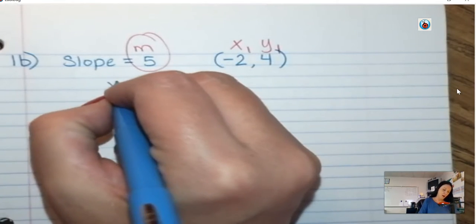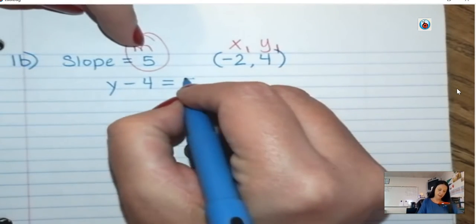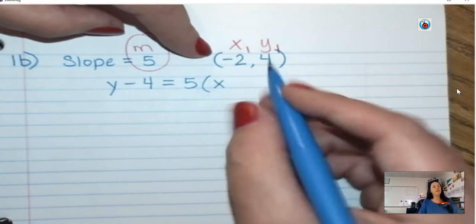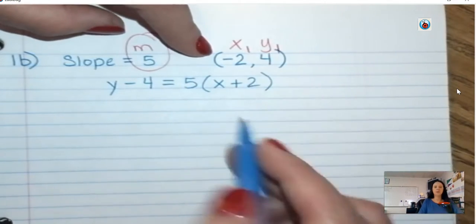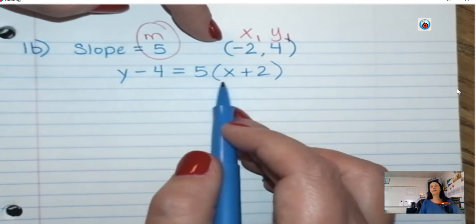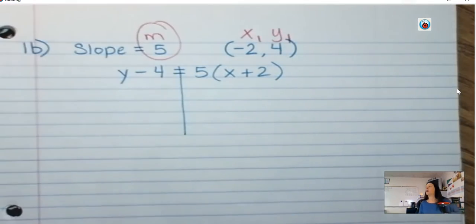So you should have Y minus Y sub 1 equals M times X. X minus negative 2 is really X plus 2. So look at your paper, make sure it says X plus 2. X minus negative 2 is really X plus 2. Okay, next we do distributive property. Everybody should be doing this.